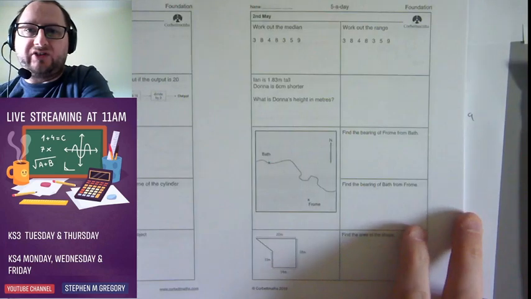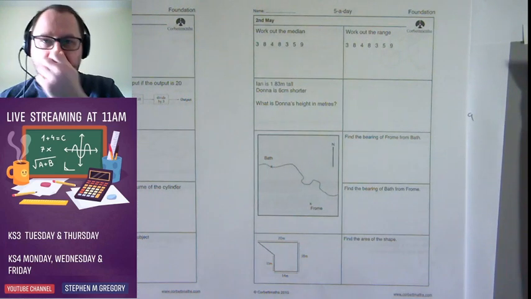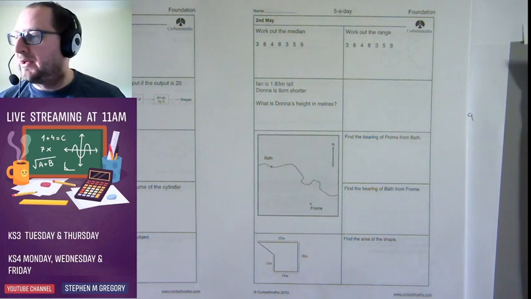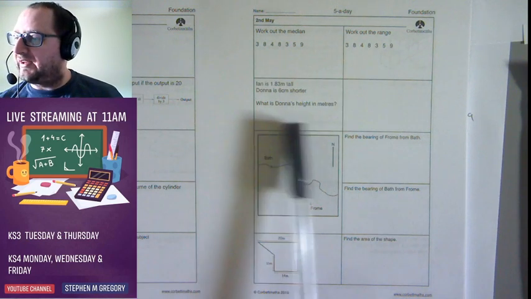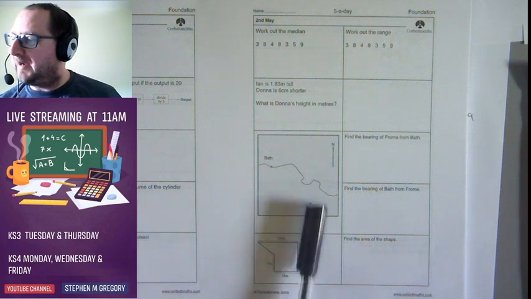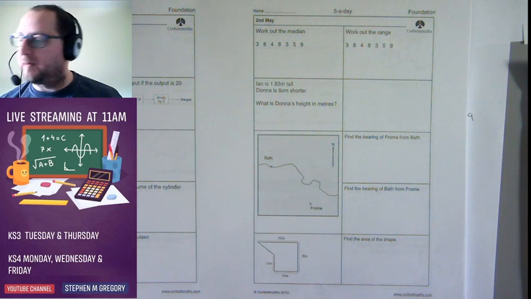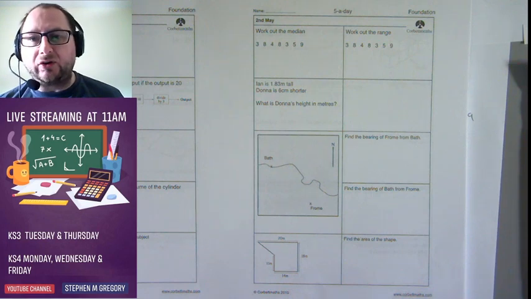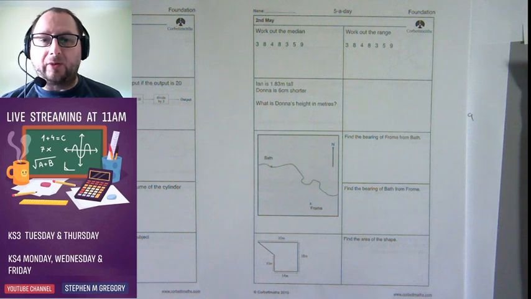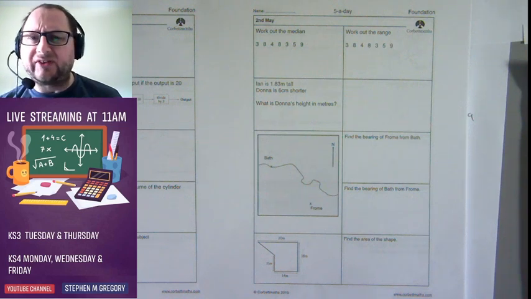Here are the questions now. I hope you can see them. If you pause the video and zoom in a little bit, you should be able to see them. There's a median question, a range question. There's a nice question there with meters and centimeters, bearings questions, and the area of a compound shape, which we're going to be looking at on Wednesday. So Wednesday's video, we're looking at a compound area and missing sides as well.